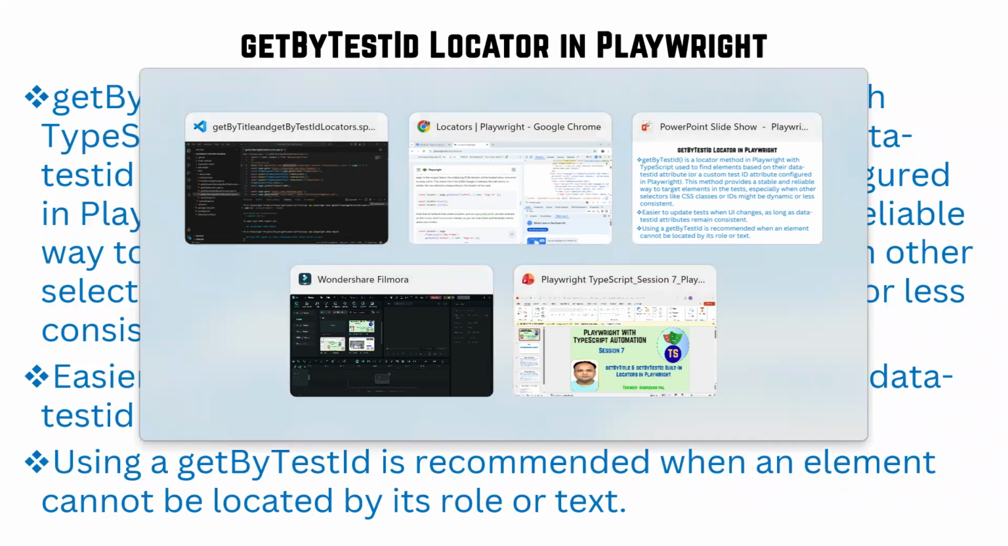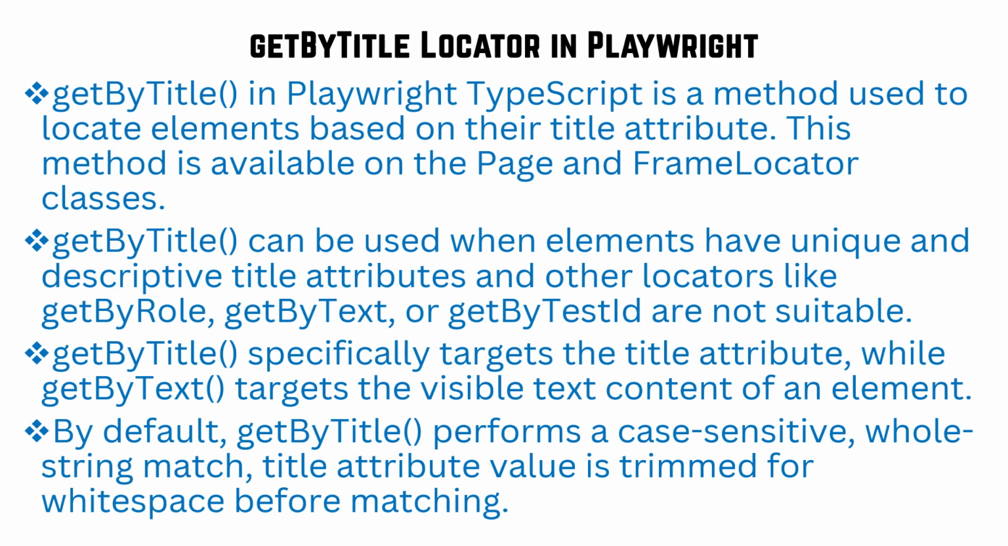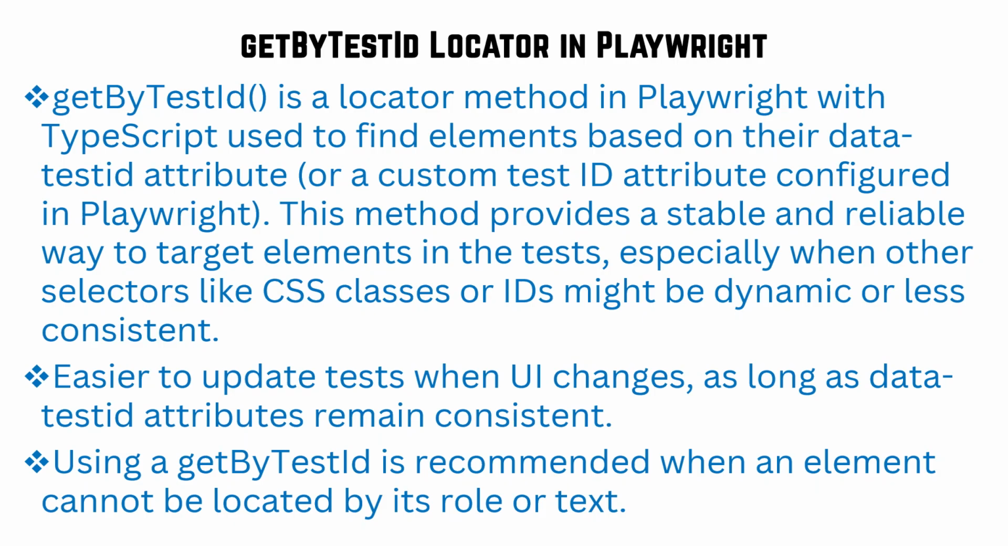So those are the last two important locator techniques, which are all built-in locators we are talking about. Apart from built-in, there are a lot of other locator techniques available, like CSS and XPath. You can use those, or you can try to use chaining locators. Those things we'll be learning in the upcoming session. So getByTitle, wherever a title is available, we can use it, and getByTestId, in case your data-testid attribute is there and that attribute is unique, we can use the getByTestId locator technique in Playwright with TypeScript as well.